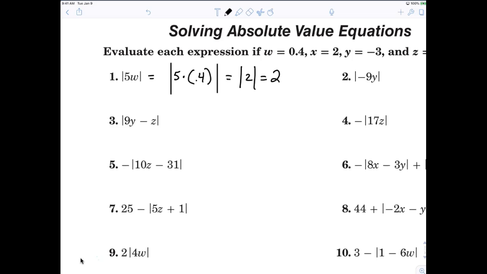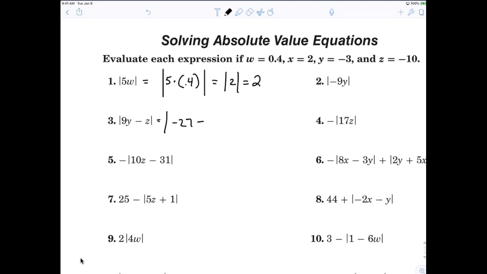All right. Now, over here now, absolute value. What's 9 times y? Negative 27 minus, what's z? So is it really minus? It would be plus 10 because of the double negatives. Plus 10. And what's negative 27 plus 10? Negative 17. What's the absolute value of negative 17? 17. Thomas, are you still with me? Good for you, Aiden.